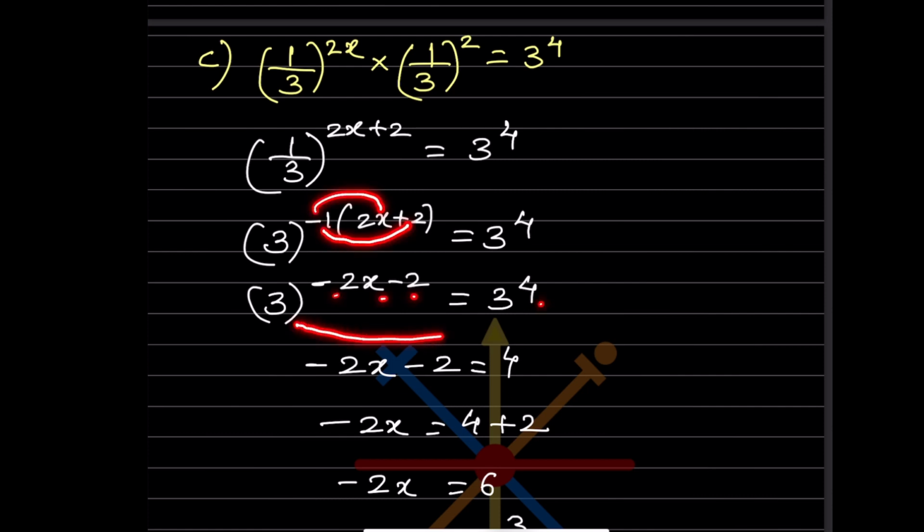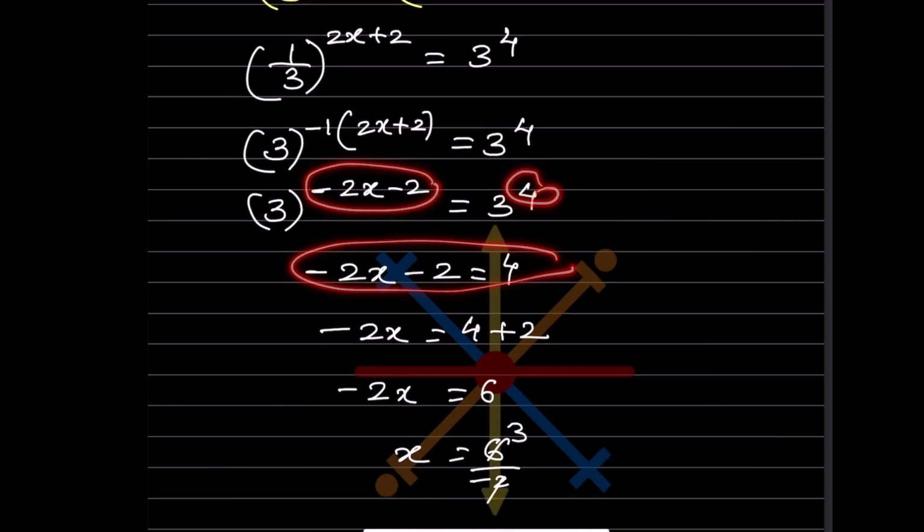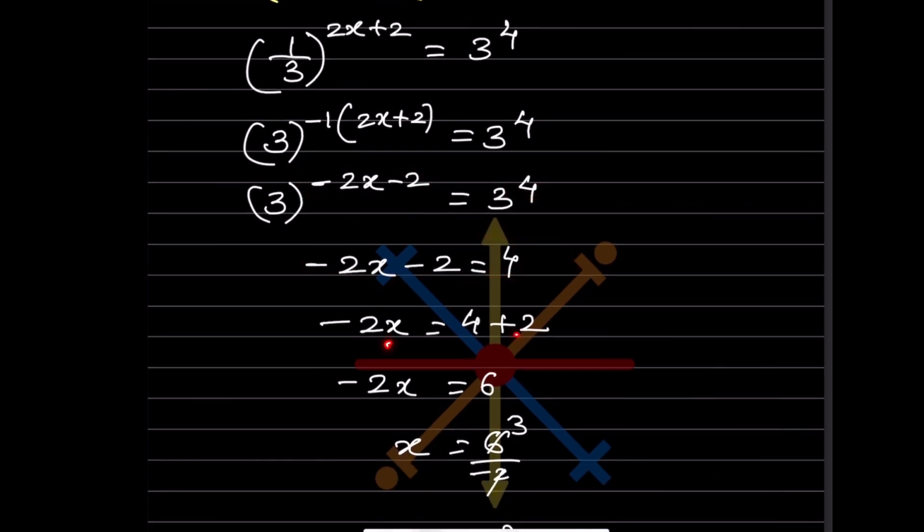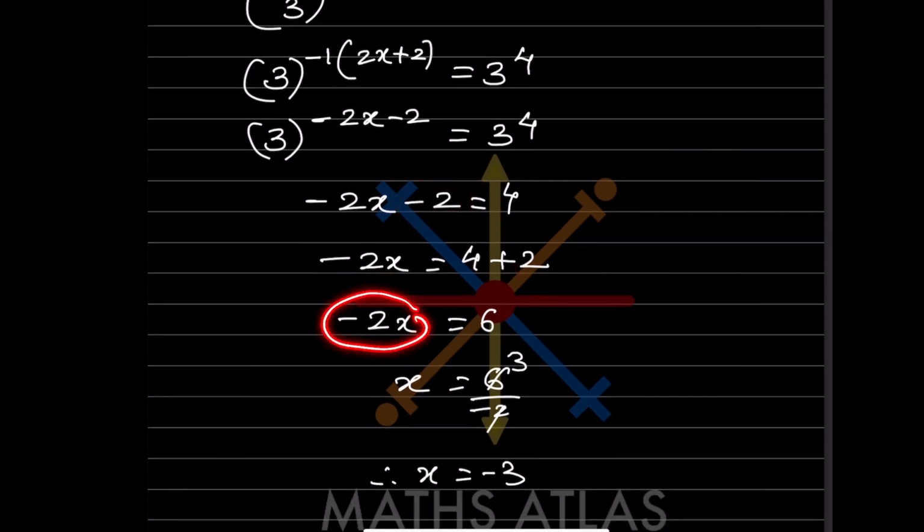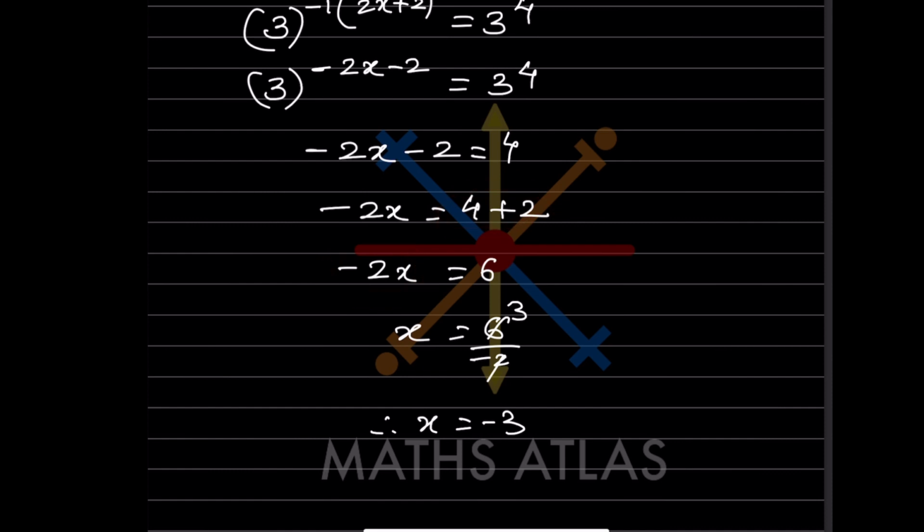So now here, since the bases are the same, the exponents should be the same. So just ignore the bases. So this thing is written over here. So minus 2x is 4, and here minus 2 becomes plus 2. So minus 2x will be 6. So x will be 6 divided by minus 2. So this is going to be 3. So x is minus 3.